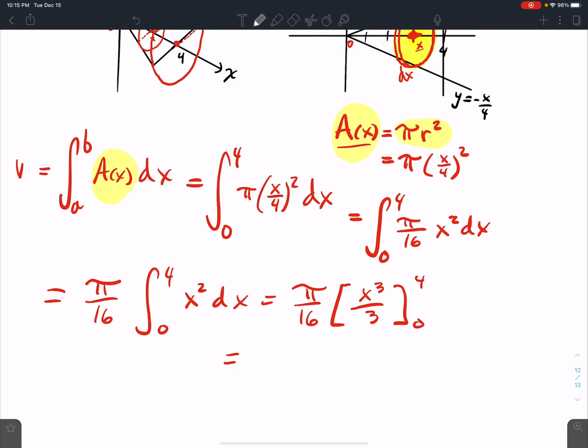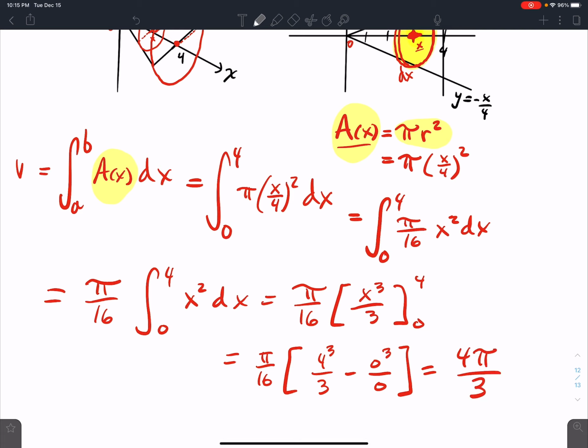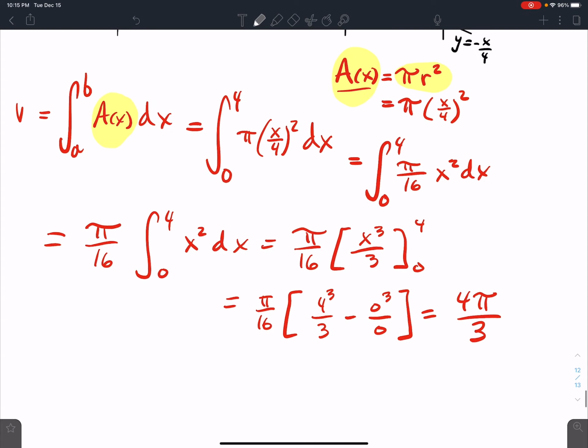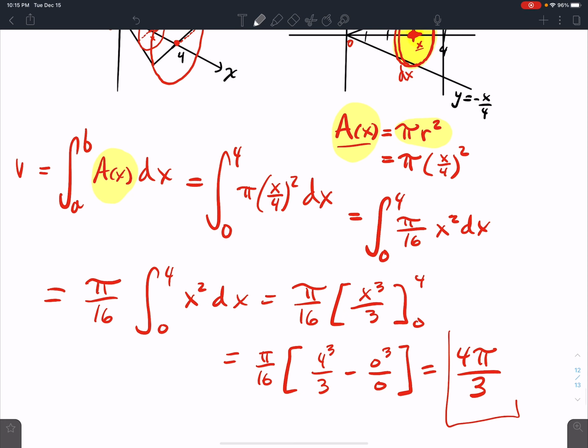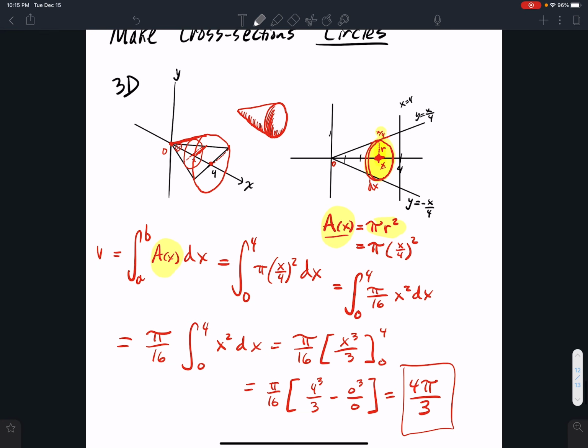So what does this get me? This is pi over 16 times 4 cubed over 3 minus 0 cubed over 3. And so this is going to be 4 pi over 3 is what this simplifies to. Okay? So pretty powerful right there. All right, so that, my friends, is the volume of that cone. Okay?